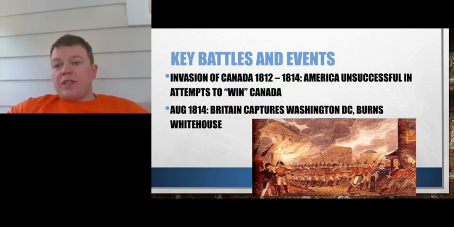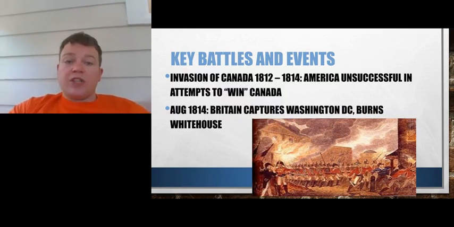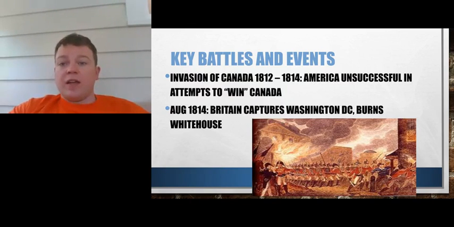Key battles and events. Just like the American Revolution started with an invasion of Canada, the War of 1812 is also going to start with an invasion of Canada, and just like in the previous war, this invasion is going to be unsuccessful. All right. I don't know what the preoccupation was with Canada in both aspects, but in both wars, there is going to be an effort to try to win Canada.